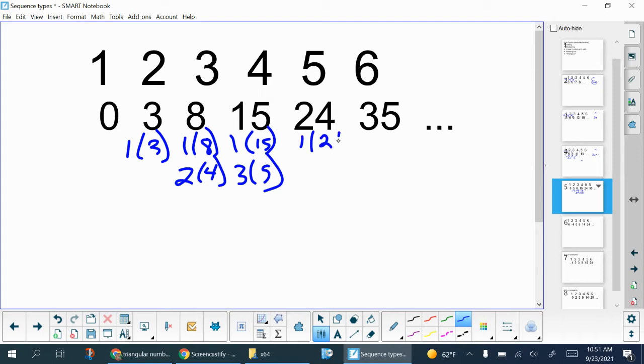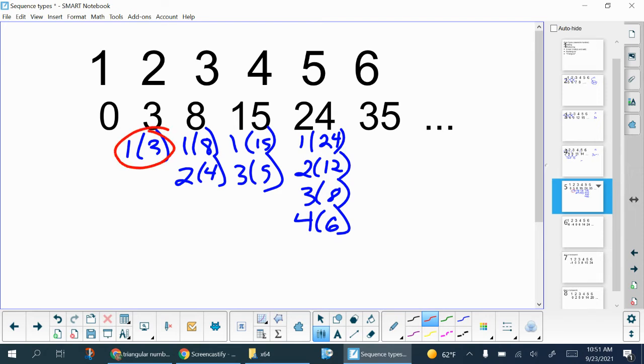It could be 1 times 24. It could be 2 times 12. It could be 3 times 8. It could be 4 times 6. So I'll stop there. Looking through those numbers, picking one from each, is there a pattern? Do I see something that shows up in each that kind of has a pattern? Well, I know I'm going to have the 1 times 3. And looking through here, I see 2 times 4, 3 times 5, and 4 times 6. Each time the numbers in that are going up by 1, that's a pretty good pattern that I can follow.